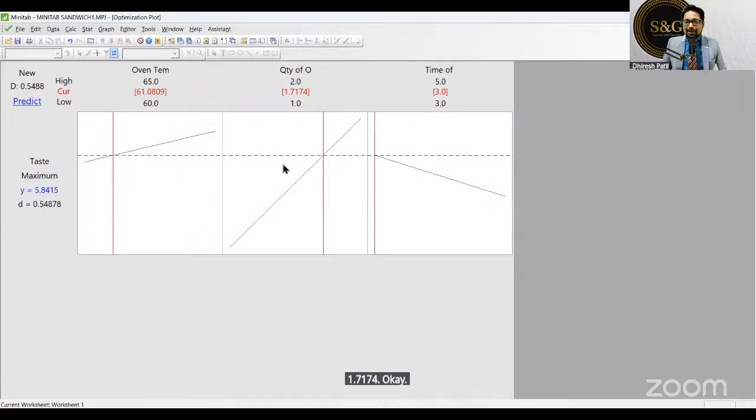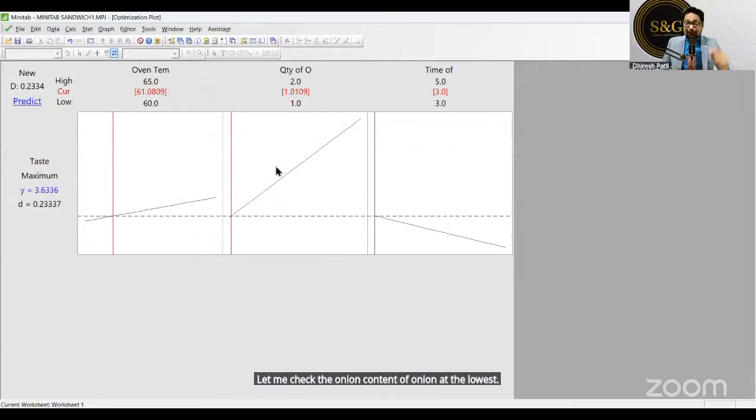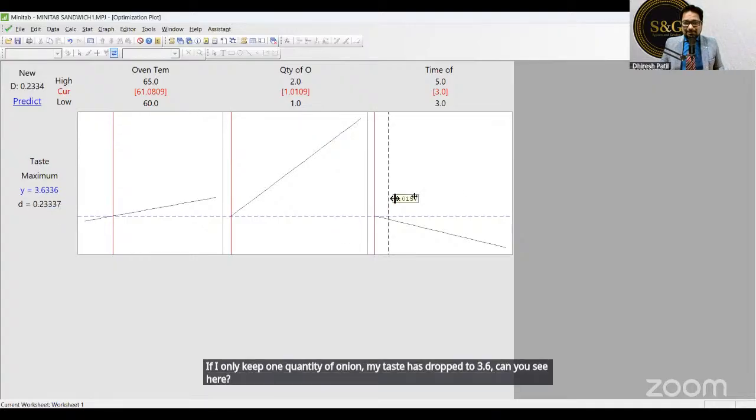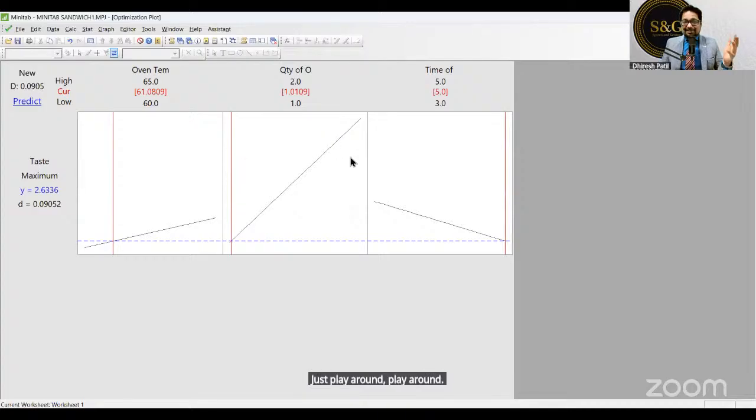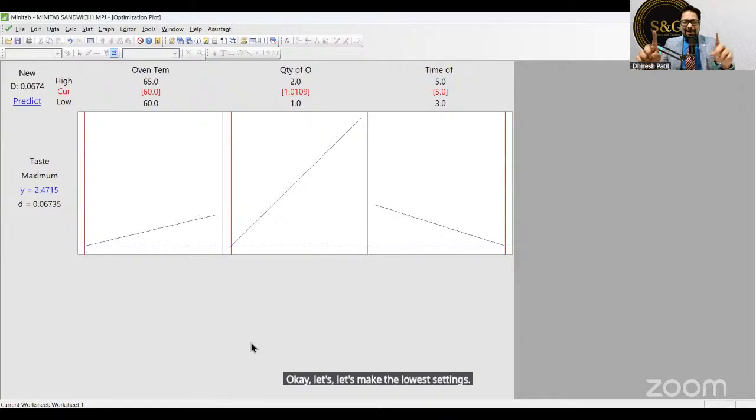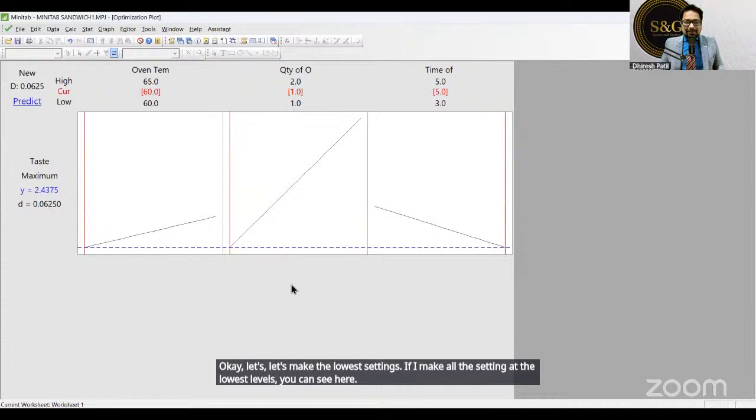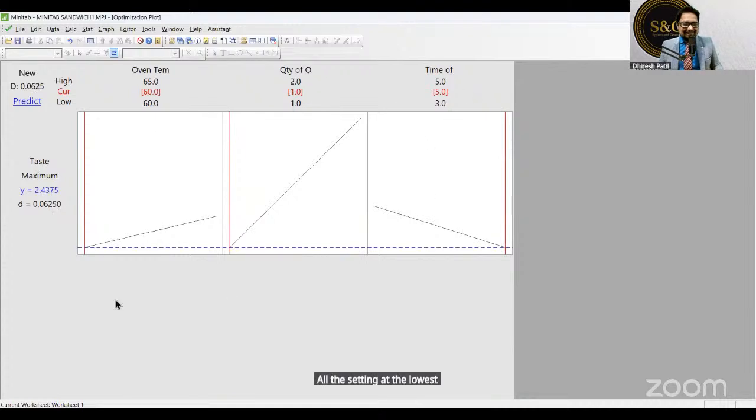Okay, I can predict the value here. Let me check the quantity of onion at the lowest. If I only keep one quantity of onion, my taste has dropped to 3.6. Can you see here? Just play around. 2.6. Okay, let's make the lowest settings. If I make all the settings at the lowest levels, my taste has dropped to 2.4. See the spectrum from 2.4 to 7.3, a huge spectrum.